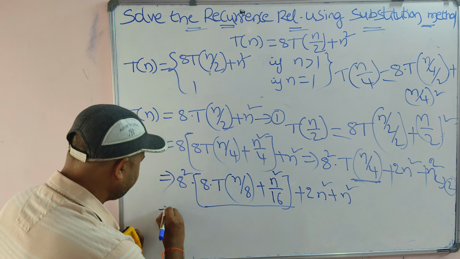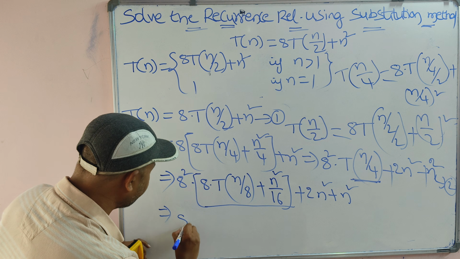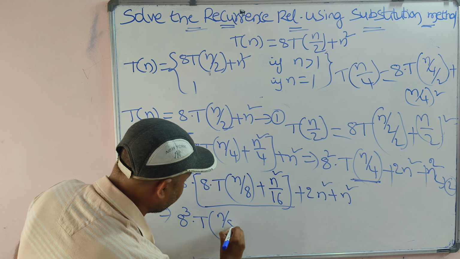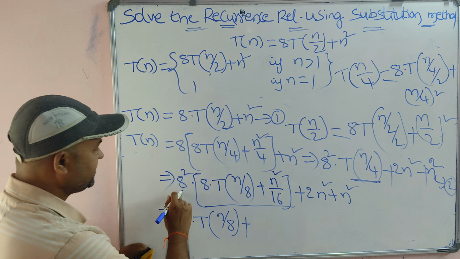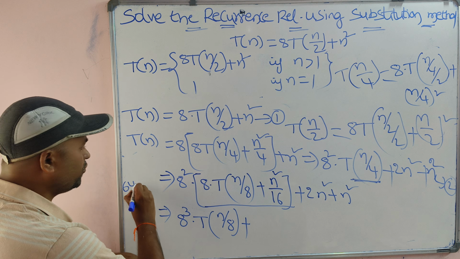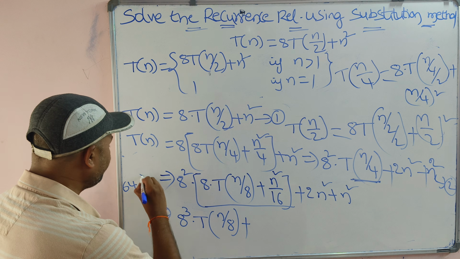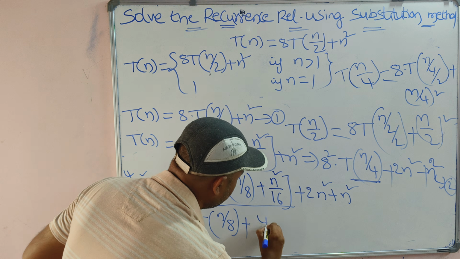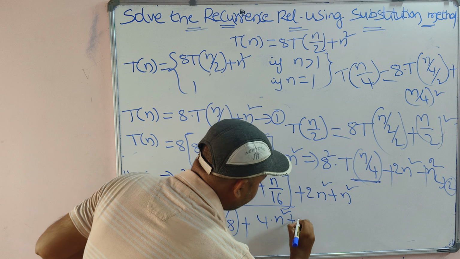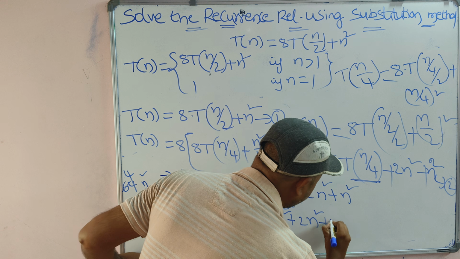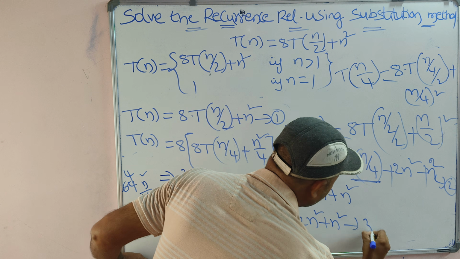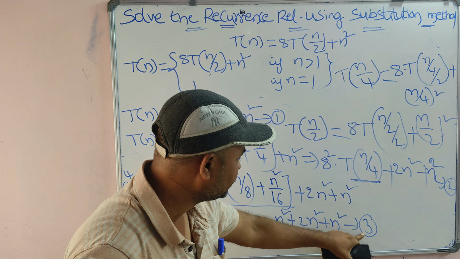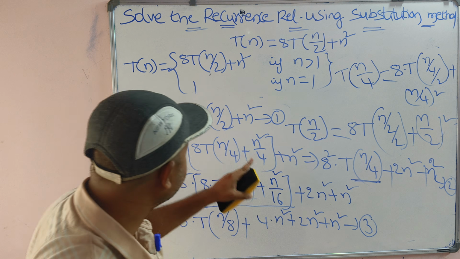So now let us simplify this. 8 square into 8 means 8 cube into T of n by 8 plus 8 square. 8 square means 64 into n square by 16. So 16 fours, so 4 into n square. So 4n square. Additionally we have 2n square plus n square. Let us assume that this is equation number 3. So here we have three equations. This is third equation. This is second equation.